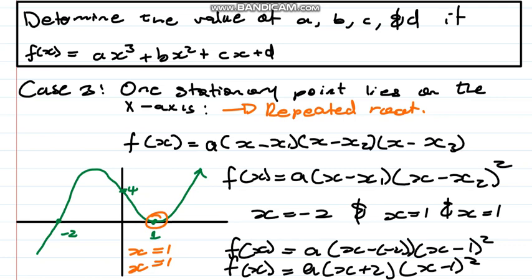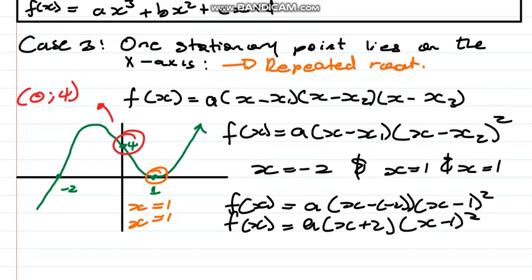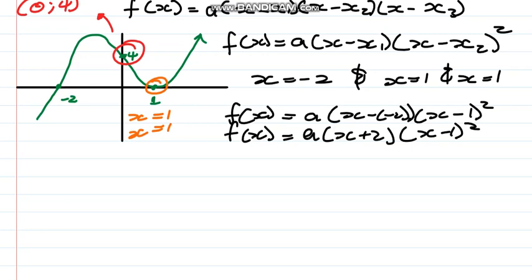Because what you're going to do now is substitute that point. That would be point what? I can hear someone saying 0 and 4. That would be 0 and 4. So we can substitute that point, the point 0 and 4, in our equation.